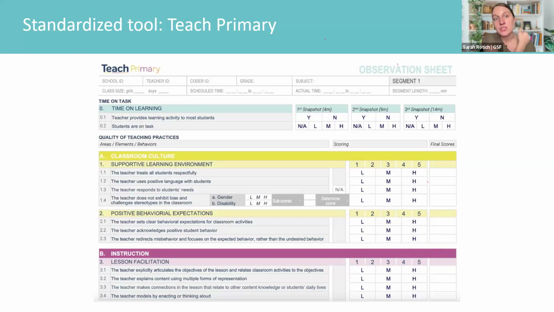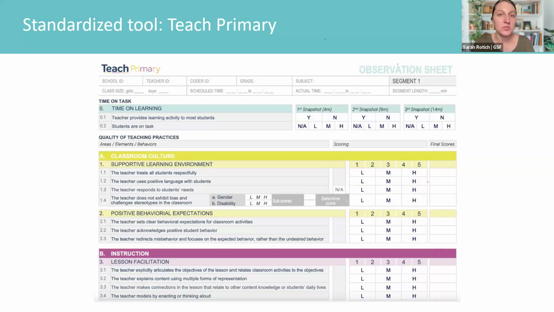And so the benefit of using a standardized tool like this one, or there are other similar ones, is that once you have this data, you're able to compare it to data that other people have collected in other settings. So something like students being on task, you could compare how often students are on task in your program versus in other programs. So by using these more general statements, you're able to get that comparable data.